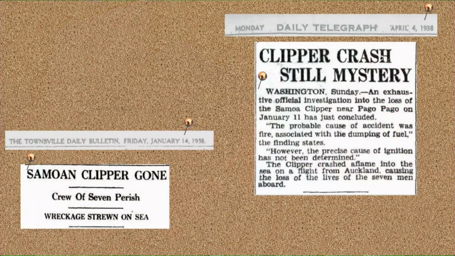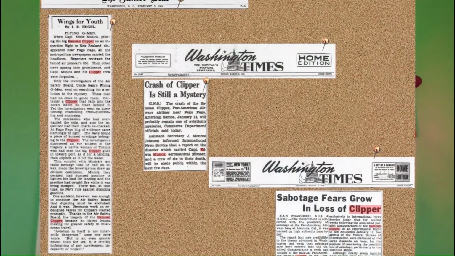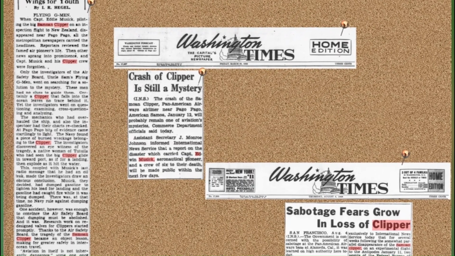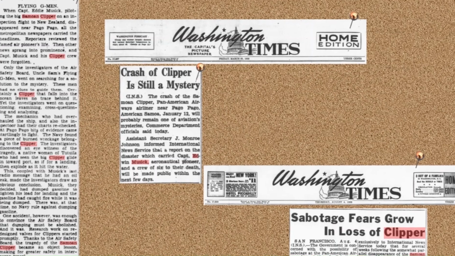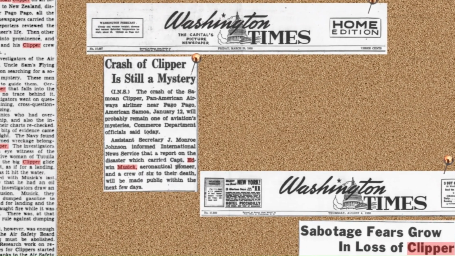An investigation into the crash ensued, both internally and externally. The crash quickly became international news, pushing the Assistant Secretary of the Commerce Department, J. Monroe Johnson, to discuss the matter with news outlets. In August of 1938, a source close to Pan Am revealed that government officials were inspecting the possibility that sabotage was taking place in the machine shops associated with the Clipper.